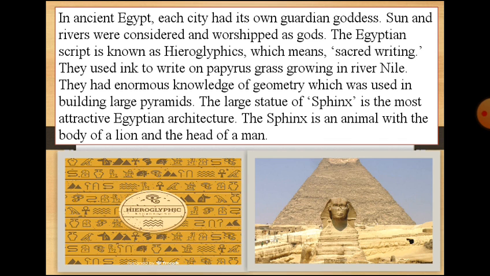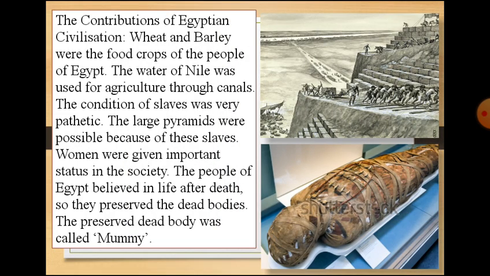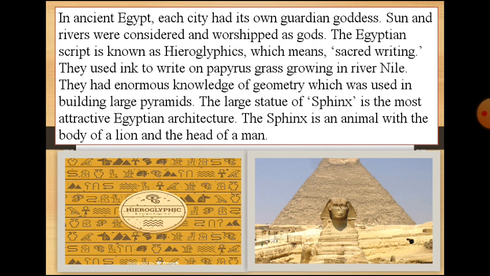You all must have observed in the pictures which are given. So you can see there hieroglyphics. That is, these are the words which were understood by the kings themselves, and they were read by them, and these people understood how their life was. And here is the picture of the Sphinx. It was the most attractive architecture, an animal with the body of a lion and the head of a man.